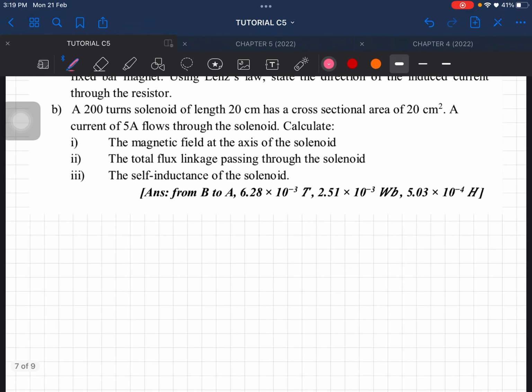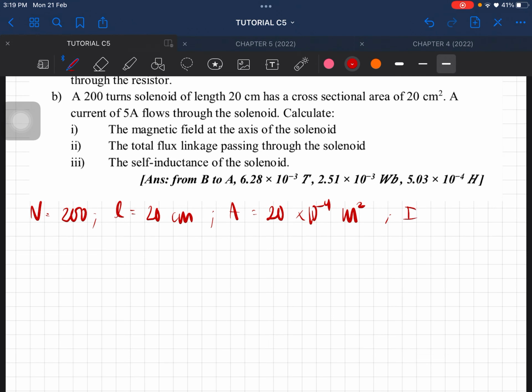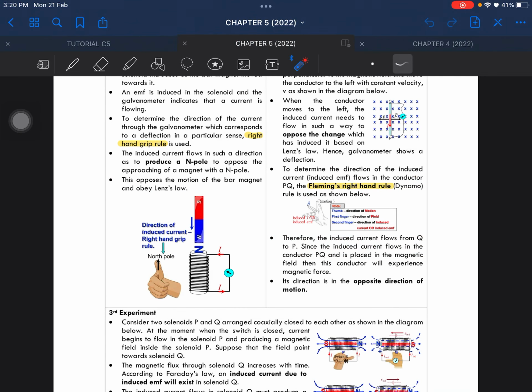Now question B. A solenoid of 200 turns, with a length of 20 centimeters, has a cross-sectional area of 20 centimeters squared. A current of 5 amperes flows through the solenoid. We have to calculate the magnetic field at the axis of the solenoid, then the total flux linkage passing through the solenoid, and the self-inductance of the solenoid. All of this is just applying the formulas that we studied in chapter 5.